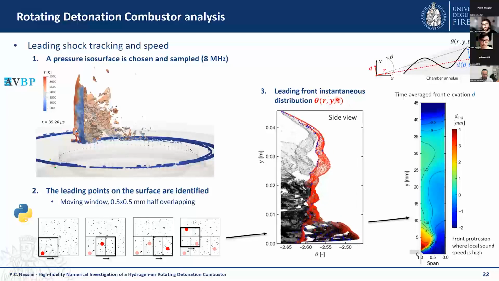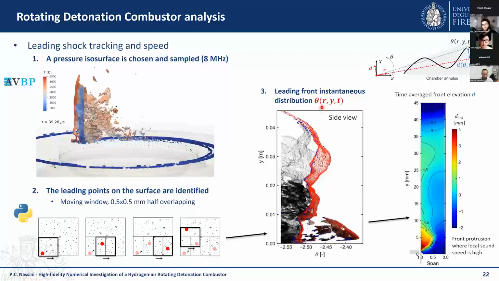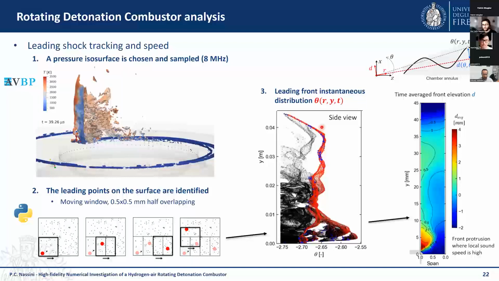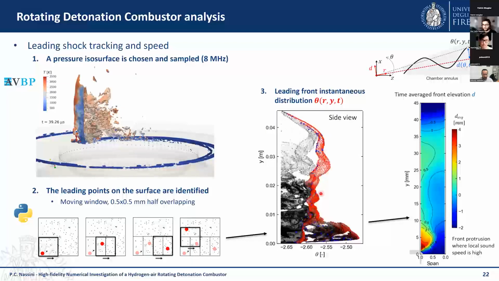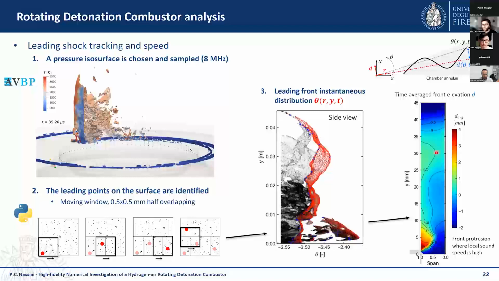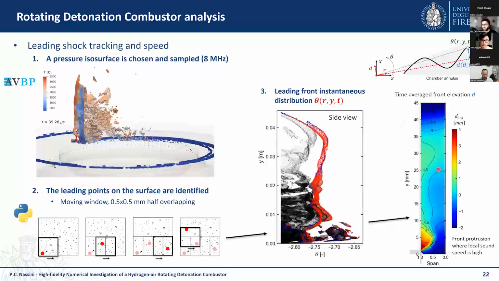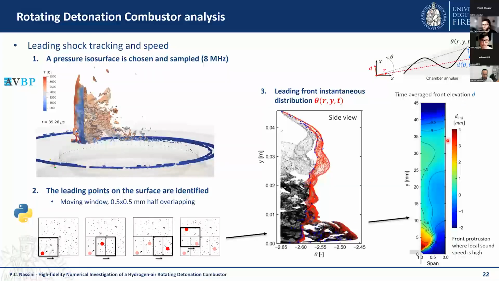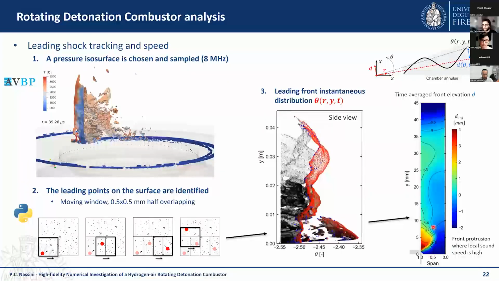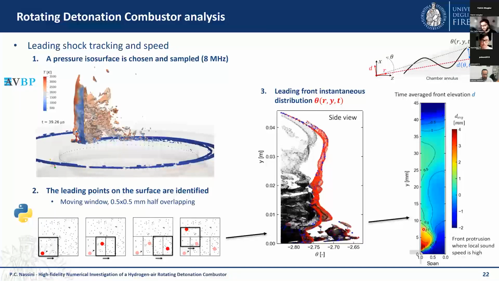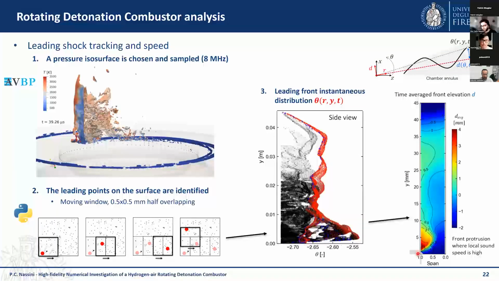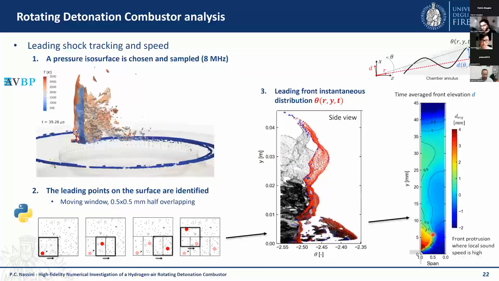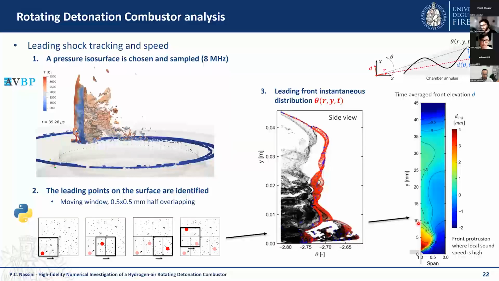So we have a discrete function of theta as a function of the radial position, the axial position, and the time, which is actually what we are seeing here in this plot. Of course, we can, for instance, calculate the time average of the front elevation with respect to its average angular position, which is what you see here on this contour. And for instance, we can see that we have this peculiar protrusion of the front in this region, which was the recirculation region where the sound speed is higher.